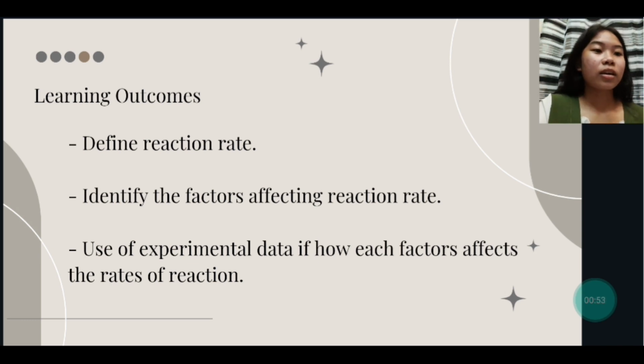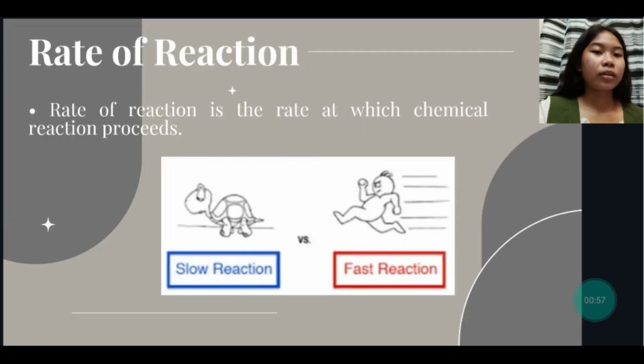What is rate of reaction? The rate of reaction is the rate at which a chemical reaction proceeds. In simpler terms, in this illustration, the rate of reaction is how fast or how slow a chemical reaction occurs.